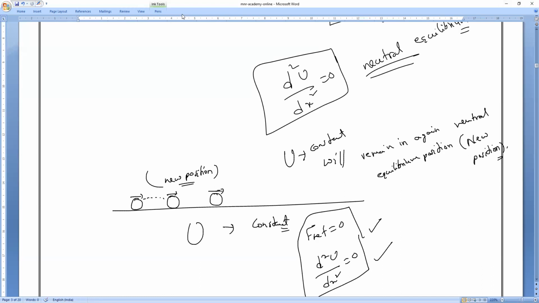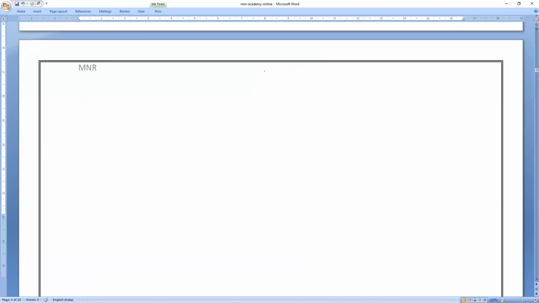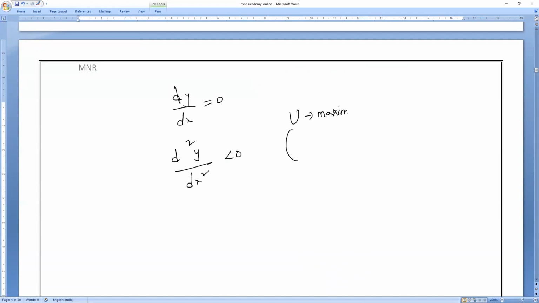I hope you all understand. Now I will write all 3 together, so please learn it, everybody. It's very, very important. If dy by dx is equal to 0, keep it in mind. Next, d square y divided by dx square less than 0. So is the potential energy maximum or minimum? Everybody, it is maximum. So that is stable or unstable? It is unstable.